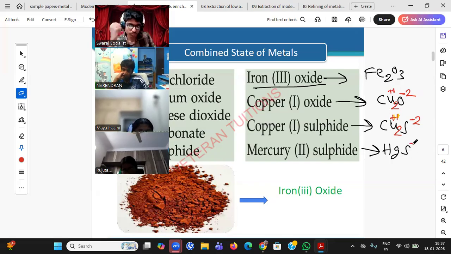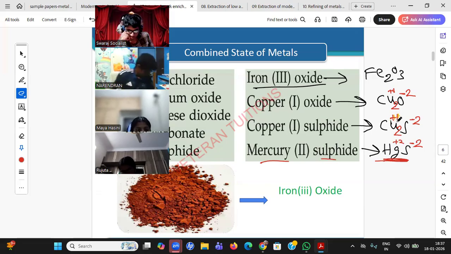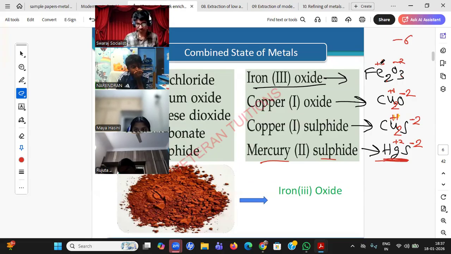Mercury sulfide. Sulfide is -2, mercury is +2. That's the reason HgS is the right answer. Mercury sulfide, mercury +2 means +2 charge on the top. Copper sulfide means +1 on the top. But you ensure that the compound is neutral, right? Fe2O3. Oxygen I know is -2. -2 into 3 is -6. Oxygen is having -6. So iron +3, 2 into 3 is +6. That's the reason it's neutral.